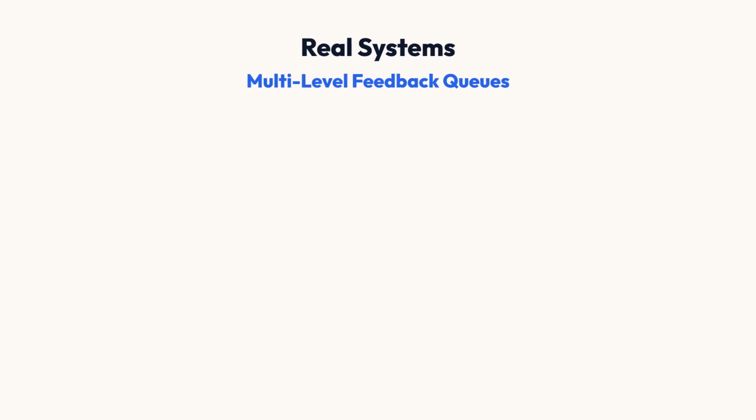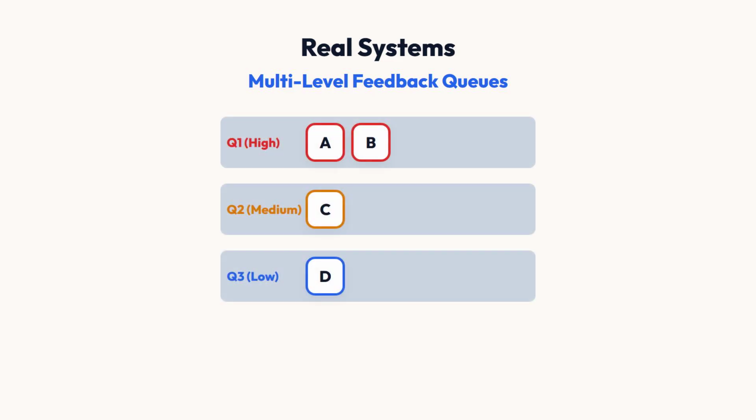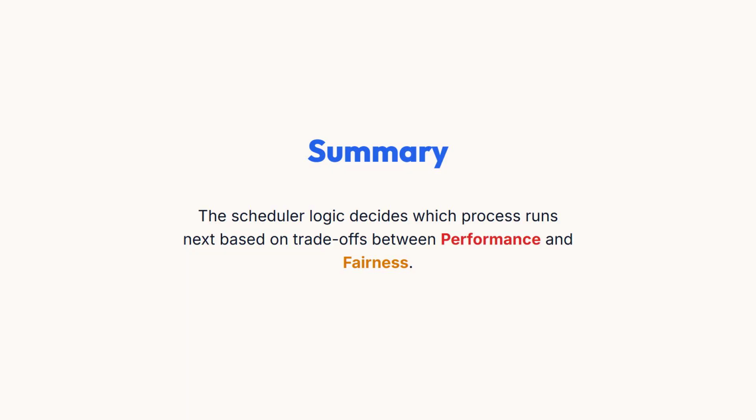Now, all these algorithms are simple models. Real operating systems are more complex. For example, systems like Linux use something called multi-level feedback queues. Here, processes are placed in different queues based on priority. Higher priority processes run first, and priorities can change over time based on behavior. But don't worry about that right now. We'll cover it in detail later. So to summarize, the scheduler decides which process runs next. Different algorithms make different trade-offs. Some focus on fairness, some focus on performance, and some try to balance both.